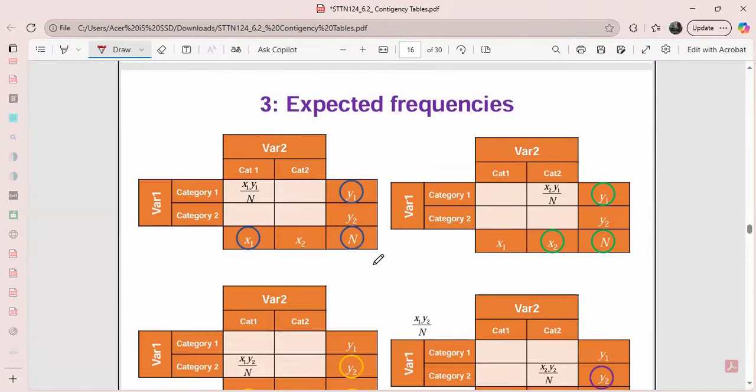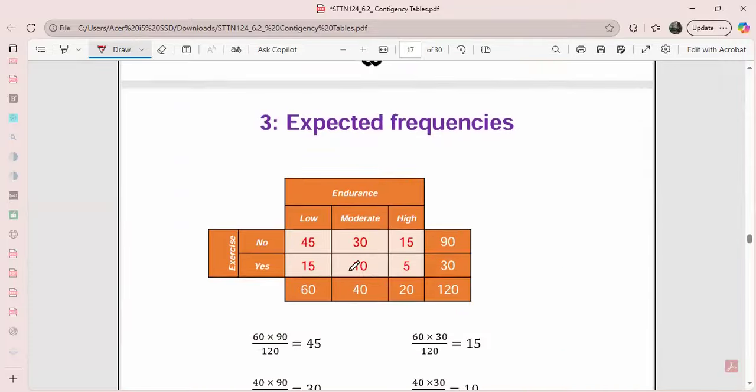Now let's calculate the expected frequency. You see here they were saying cat 1, cat 2. Let's calculate it. That's how you do it. Look at this. Let me just change the color.